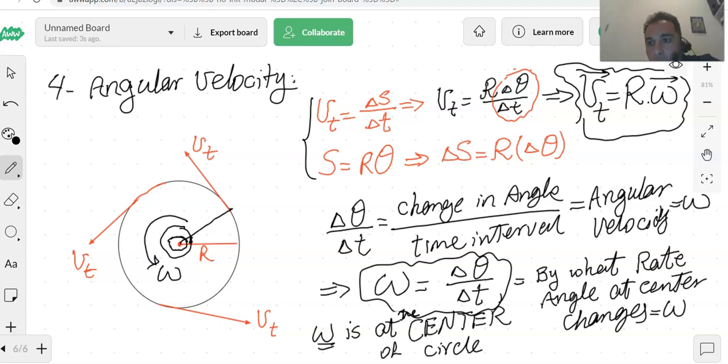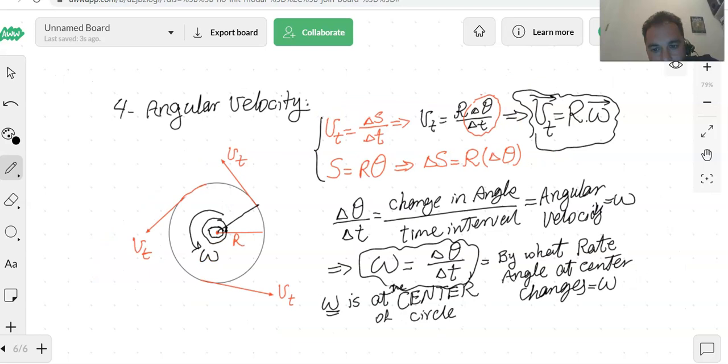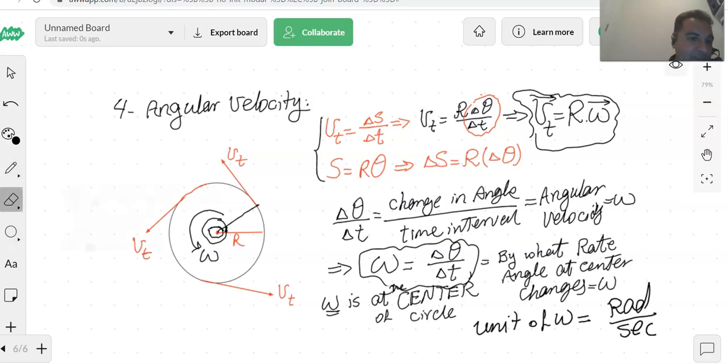What is the unit of omega? You tell me. Radians per second. What is the unit of omega? It's radians per second. Do not forget this. This velocity v is meters per second. This is radians per second. So very similar to each other, correct?